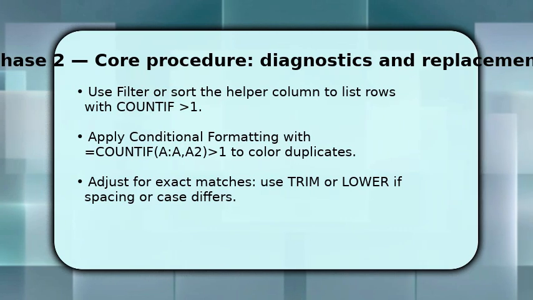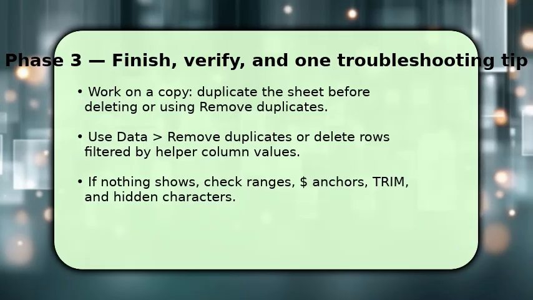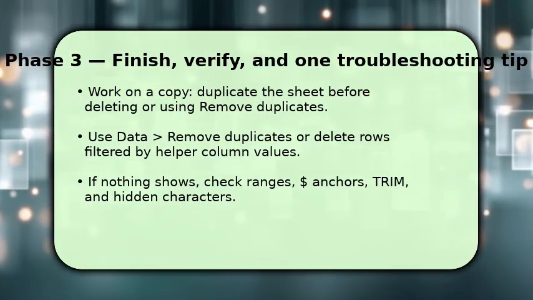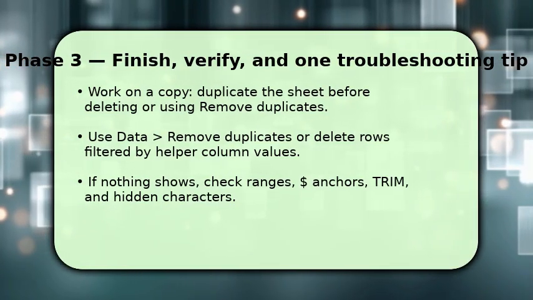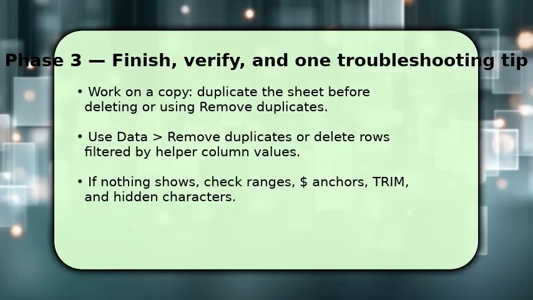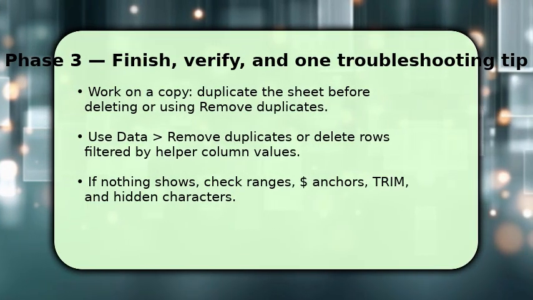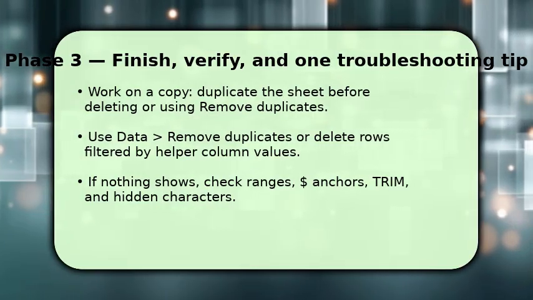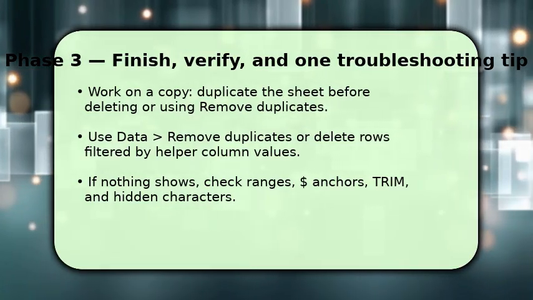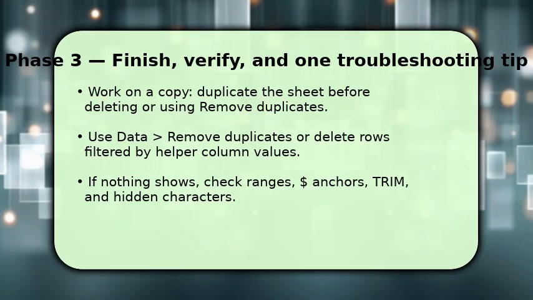When you're ready to clean up, first duplicate the sheet so you can roll back if needed. Then either use Data, Remove Duplicates for a quick cleanup or delete rows that your helper column filtered as duplicates. After removal, clear the helper column and rerun a quick check to verify uniqueness. If you don't see duplicates highlighted, make sure your COUNTIF range matches the actual data, confirm $ anchors are correct, and trim hidden spaces.